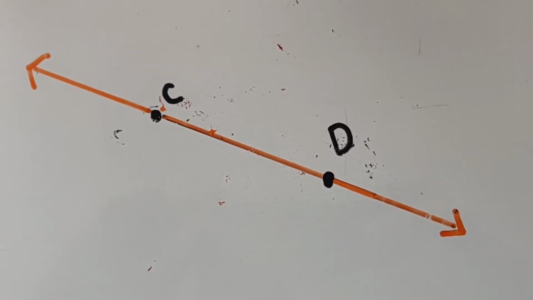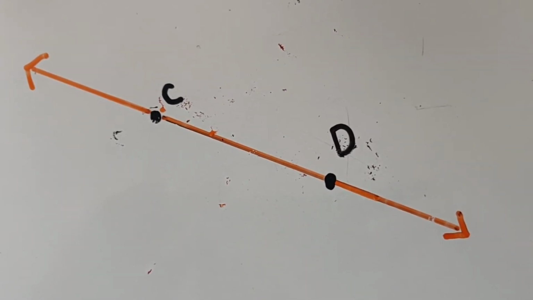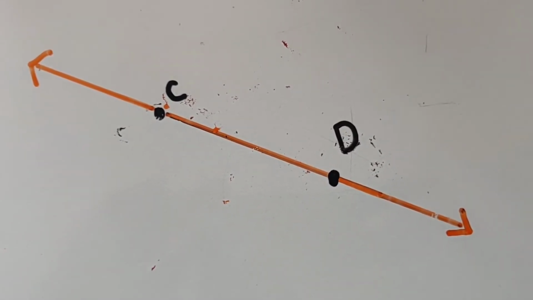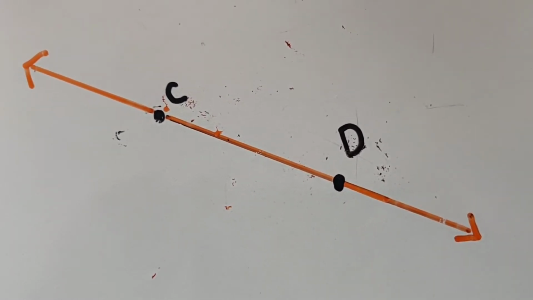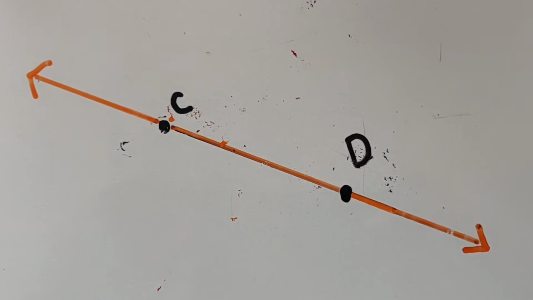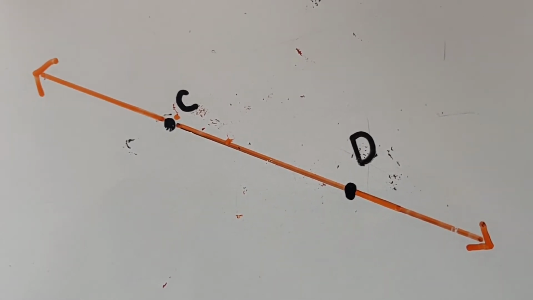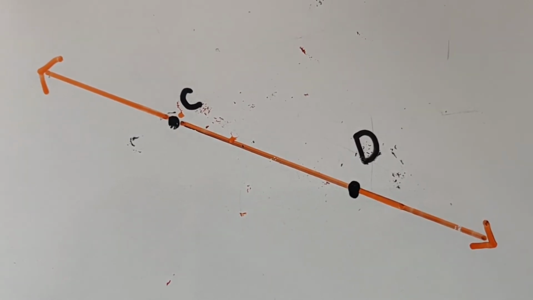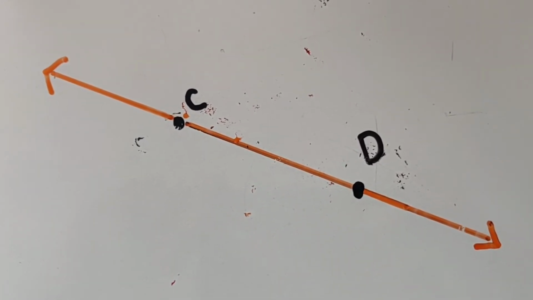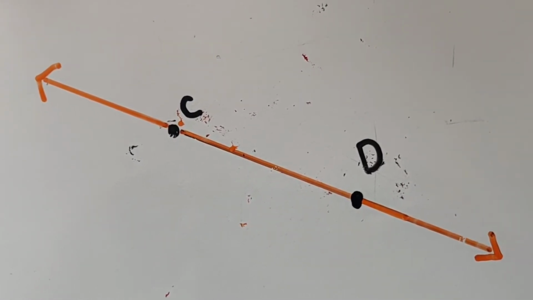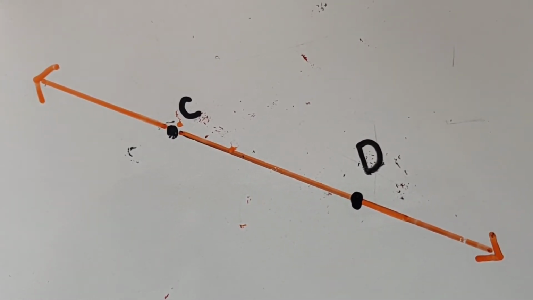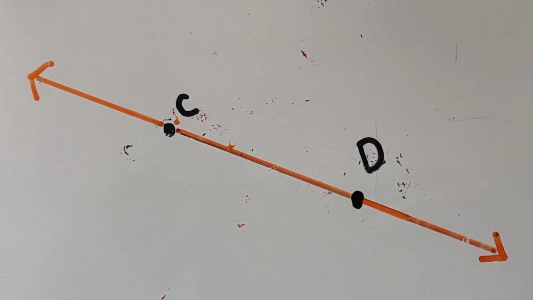So now that we're able to tell the difference between a point, a ray, a line segment, and an angle, I can look at this figure. This figure I can see as a line, and I see that it has points C and D on it, so point C and point D. And so I can name it line CD if I read it from left to right.